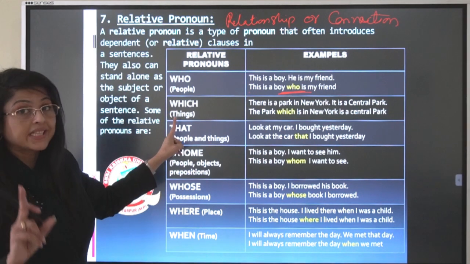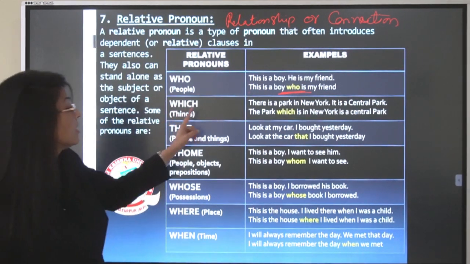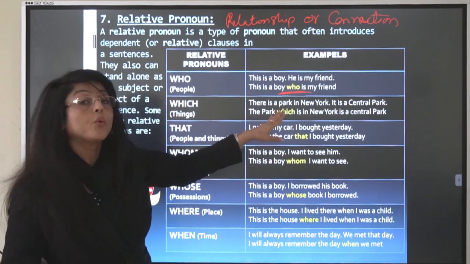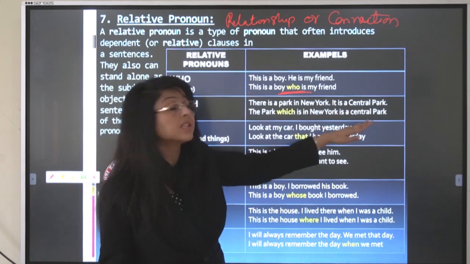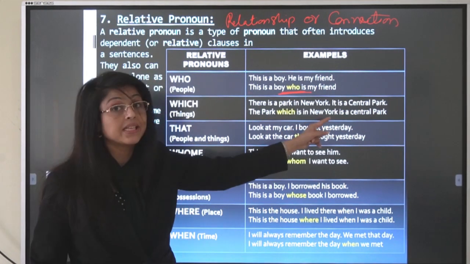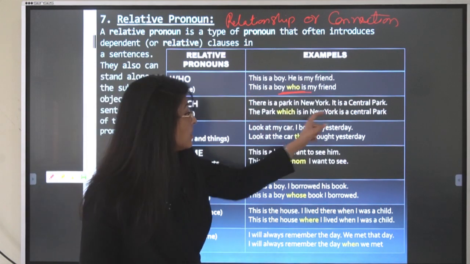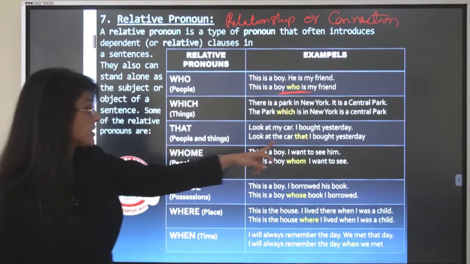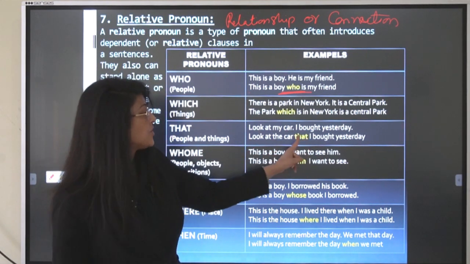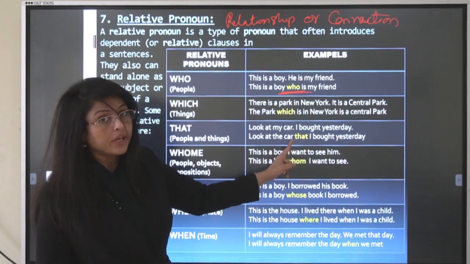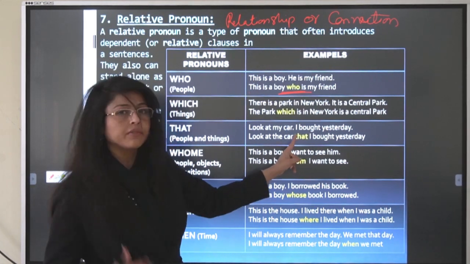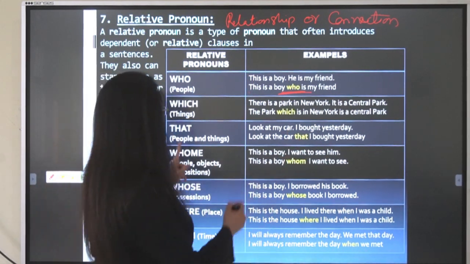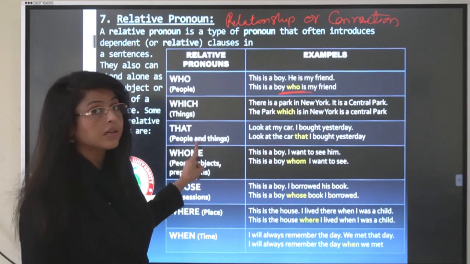Which is generally for non-living things. There is a park in New York, it is the Central Park. The park which is in New York is the Central Park. This is joining the two sentences, and instead of the repetition, it is making it one pronoun, okay? That again, see? But this is generally used in a more informal way, not very formal. So try avoiding it when you are talking to official people, okay? However, this is completely grammatically correct, okay?